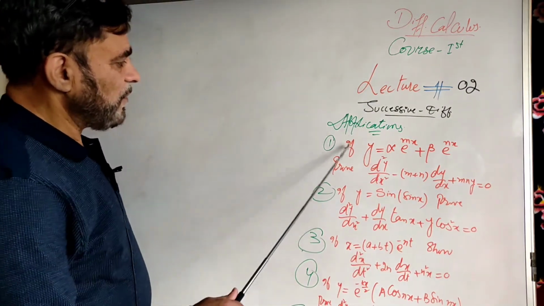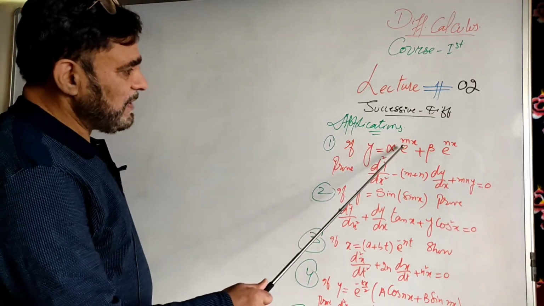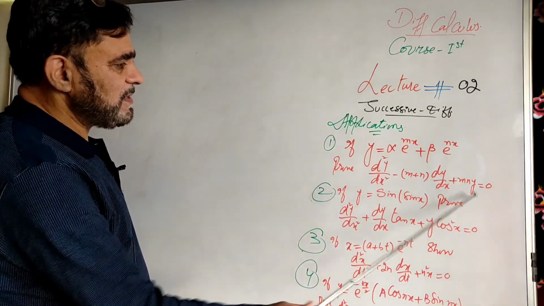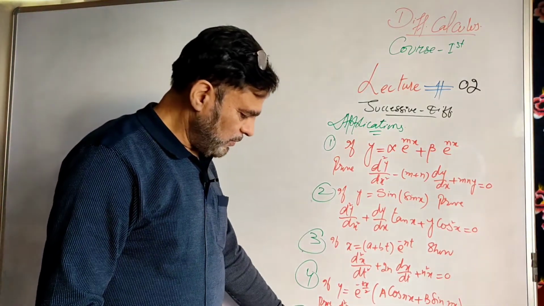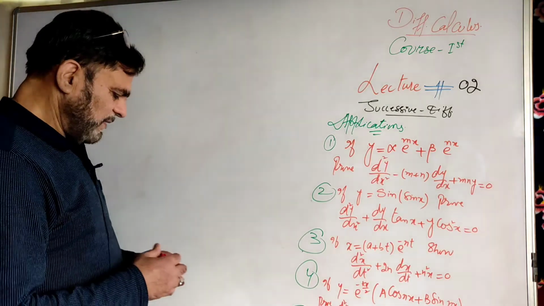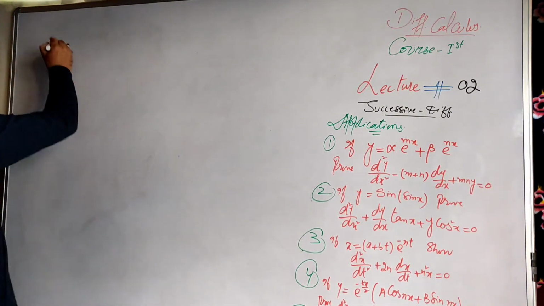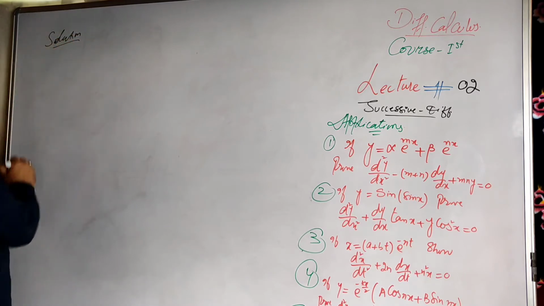First, y is alpha times e raised to mx plus beta e raised to nx, where alpha and beta are constants. Then prove that this is this. You see here, the second derivative d2 is involved. How do we go? Very simple. You have done such problems in your 12th class also, but it will give you a sort of revision. Let me have the solution of this. It is also a question on successive differentiation.